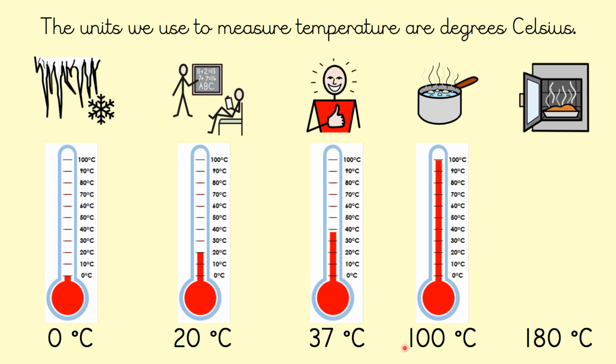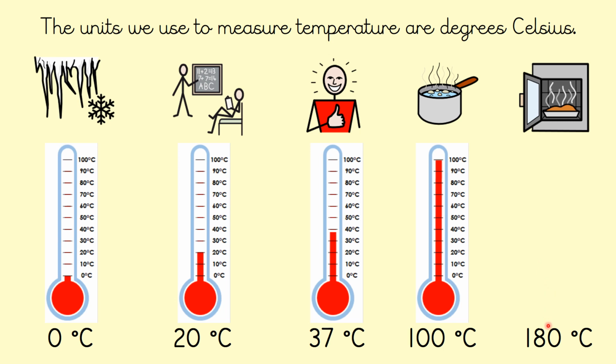That means it starts bubbling and turns into steam, the gas that floats up in the air. So at 0 degrees Celsius, water turns to ice, freezes. At 100 degrees Celsius, water turns to steam or boils. We also use temperature when we're cooking or baking. And often a recipe will tell us to cook or bake something at around about 180 degrees.